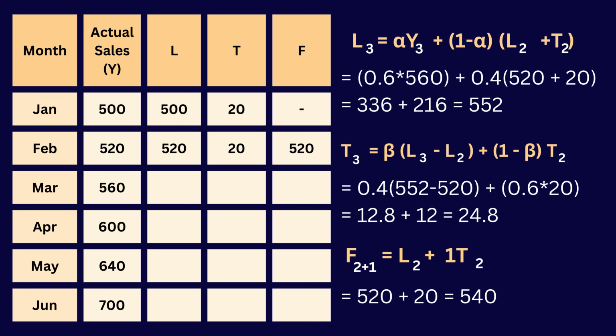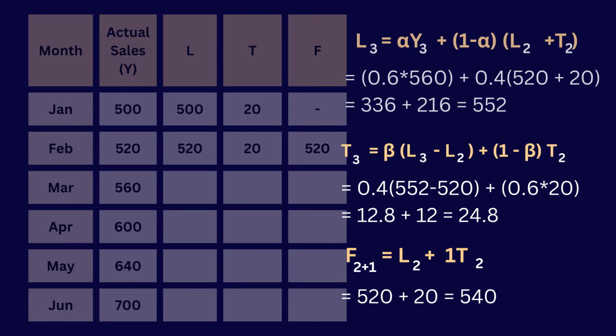Let's calculate forecast value F2 plus 1 equal L2 plus MT2. In here we forecast one value ahead, so our M is 1. So equal 520 plus 20 equal 540. Our forecast value for F2 plus 1 equal 540.